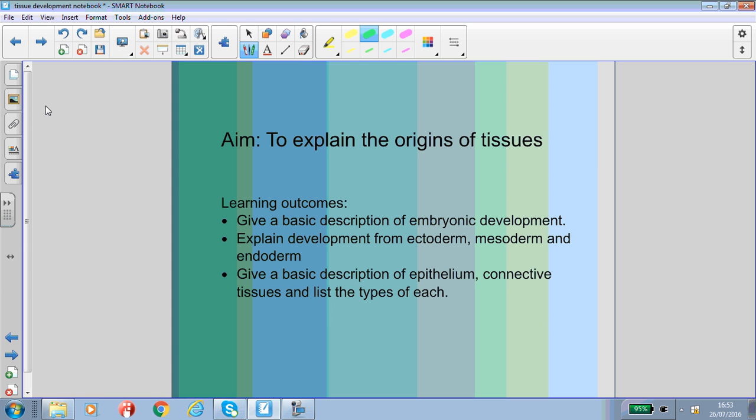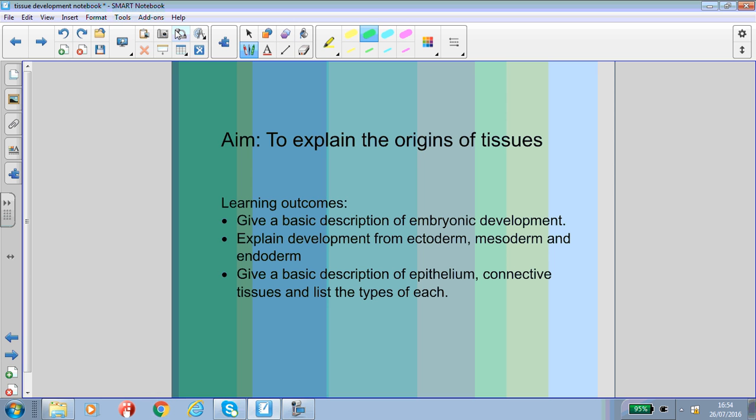So that really brings us to the end of what we're going to talk about in this session. Just going to come back to the learning outcomes so that we can be clear in our minds that we've covered everything. There were just the three, but they're obviously quite wide. So give a basic description of embryonic development, explain development of ectoderm, mesoderm and endoderm, and give a basic description of the different types of tissue.